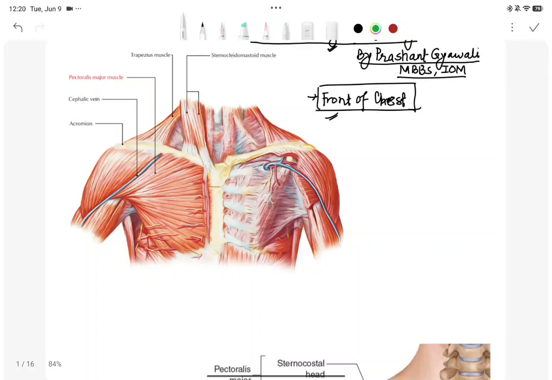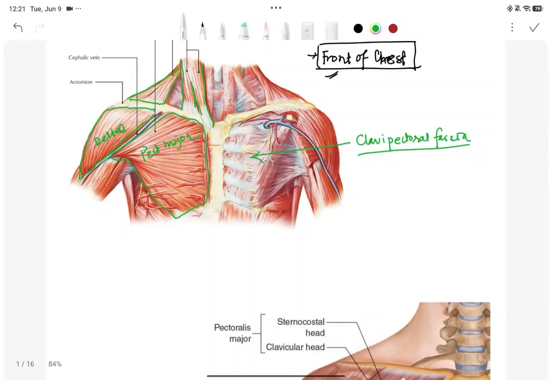This large prominent muscle you can see in the pectoral region is the pectoralis major. It is a large prominent muscle, and this is the pect major. And this is the deltoid, and this is the trapezius. This is the sternocleidomastoid, and this is the clavipectoral fascia.